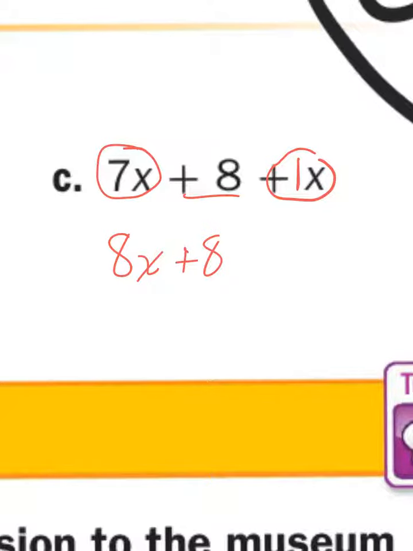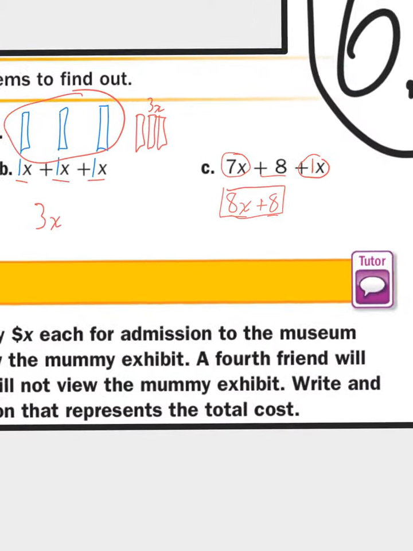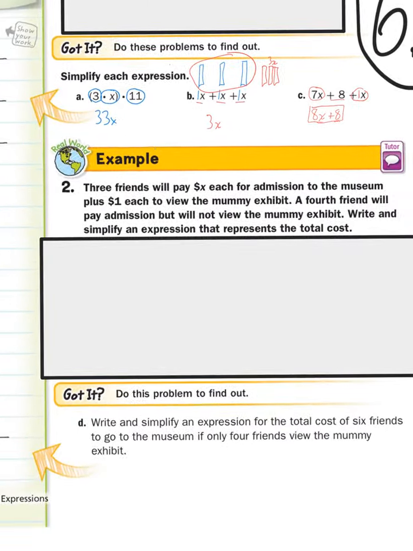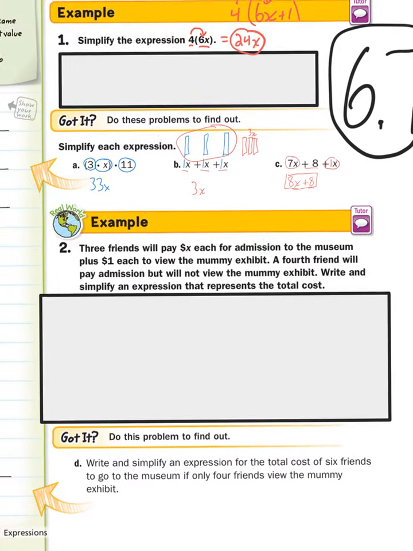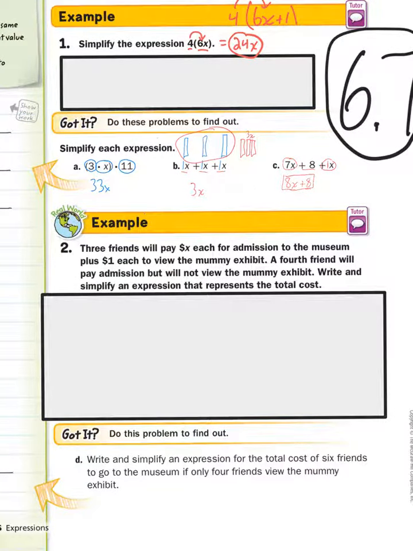Now you cannot add the 8 and the 8 together to get 16x because remember, this is 8 of those long x tiles, this is 8 of those little 1 tiles, and they're different things. You can't combine them. So this is as far as you go with simplifying this one. All right, so if you need more time, remember, pause it and go back and do that. But let's go down and take a look at this example below. And then we'll have you try problem D. So in problem 2, it's going to ask us to write and simplify an expression for this problem.